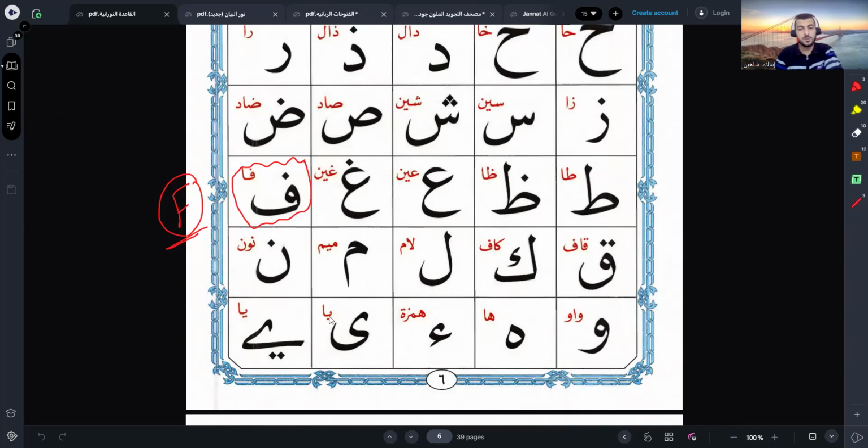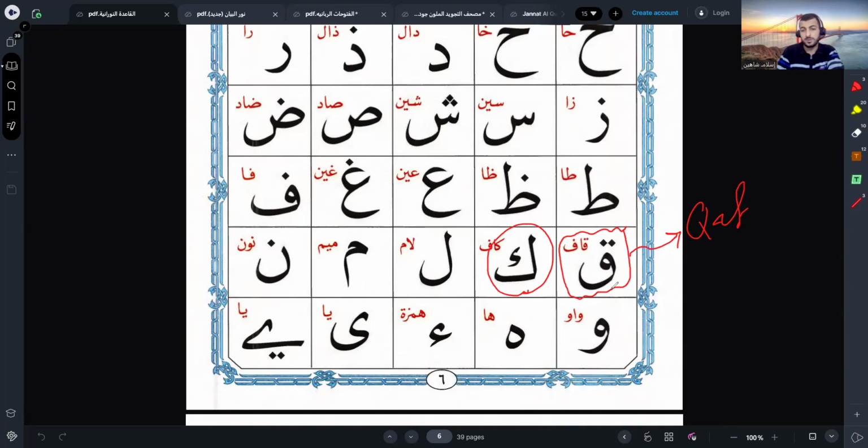The next one is close to the fa when it comes in words. Here we need to take care of the two, because they are totally different, and mixing the sounds may ruin the whole word. We have the one that is basically close to the K sound, which is Kaf, and this one is Qaf, close to a Q sound.